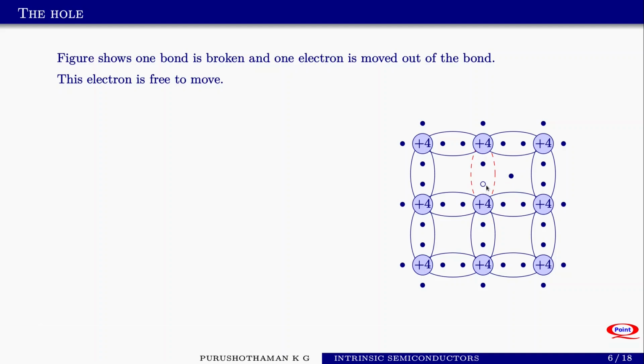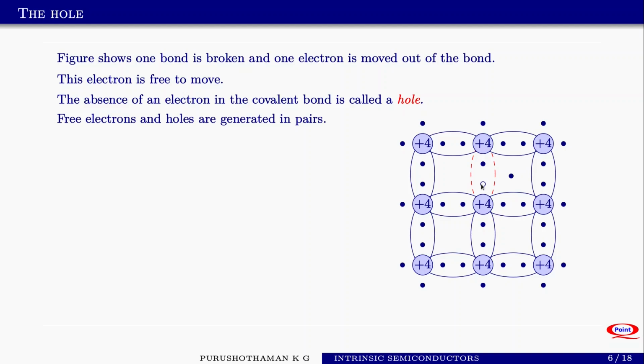And you can see that when an electron from a broken covalent bond is moved into the crystal structure, a vacancy of an electron is created at the original position of the electron. This vacancy is called a hole.